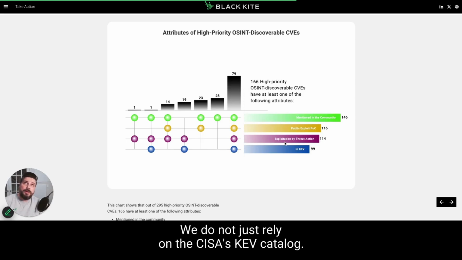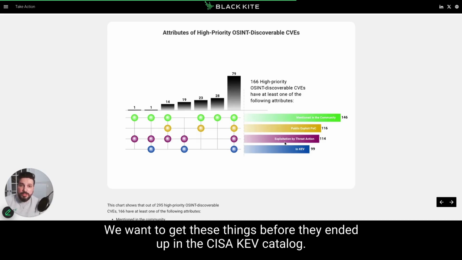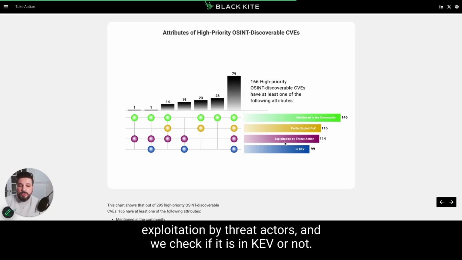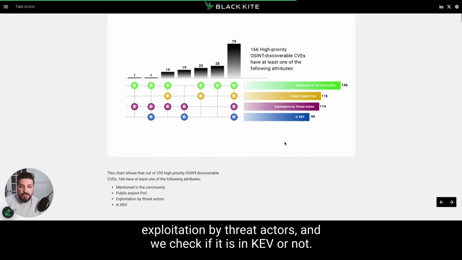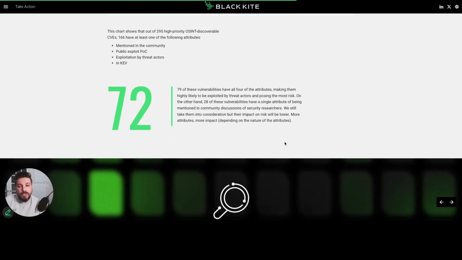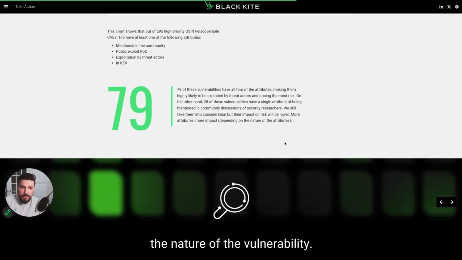We do not just rely on the CISA's KEV catalog. We want to get these things before they end up in the CISA's KEV catalog. So we use our own sources to check if there's active exploitation by the threat actors. And we check if it is in KEV or not. So we looked into all these things to understand the nature of the vulnerability.